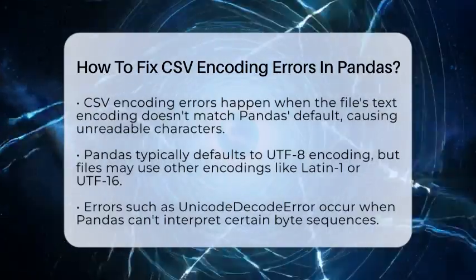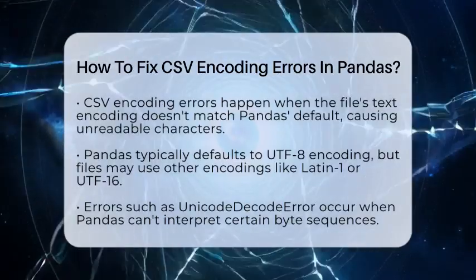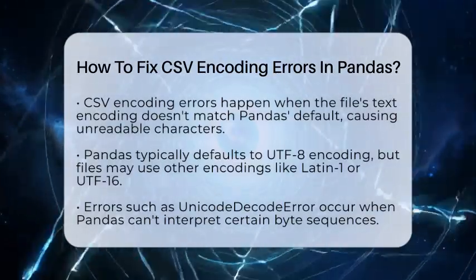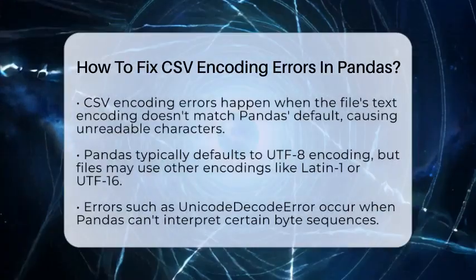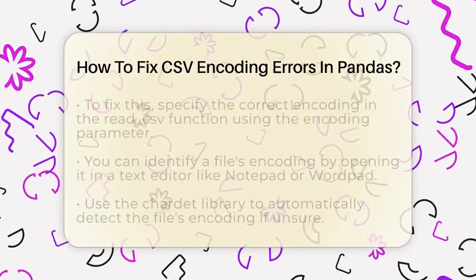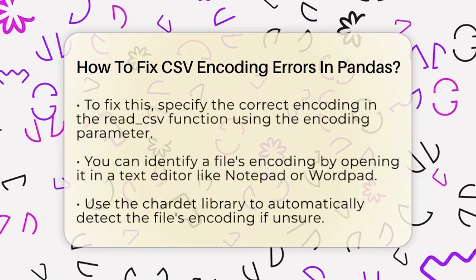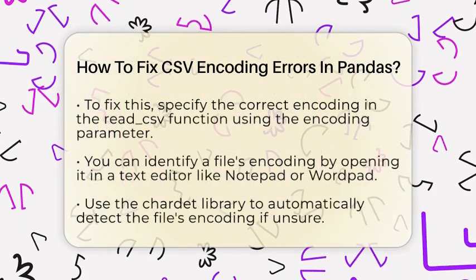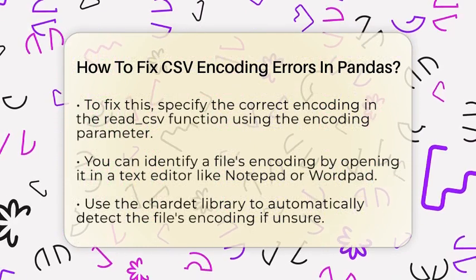These mismatches cause errors like UnicodeDecodeError, which means Pandas can't interpret some byte sequences properly. To fix this, the first step is to tell Pandas the right encoding when reading the file. You do this by adding the encoding parameter to the read_csv function. For example, if your file uses Latin 1 encoding, you write pd.read_csv(file.csv, encoding='latin1'.